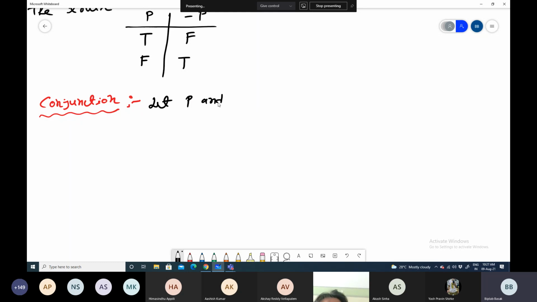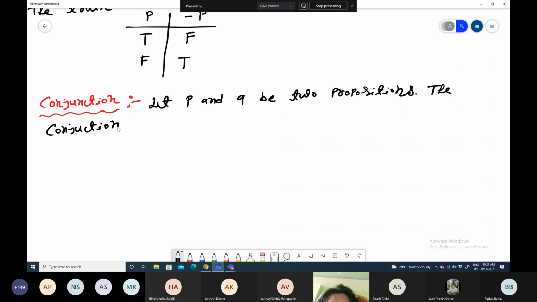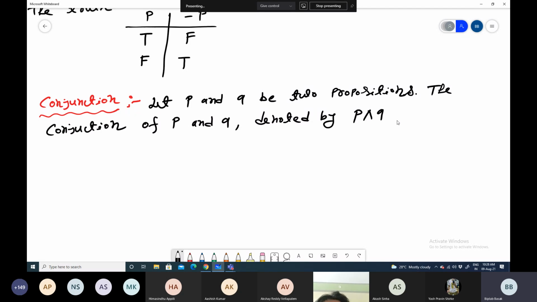So let P and Q be two propositions. Okay, then the conjunction of P and Q, denoted by P and Q with this symbol, is the proposition P and Q. Okay, and the truth table, you can easily construct a truth table here.